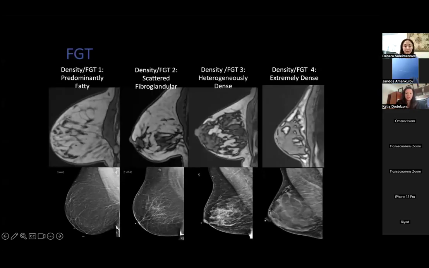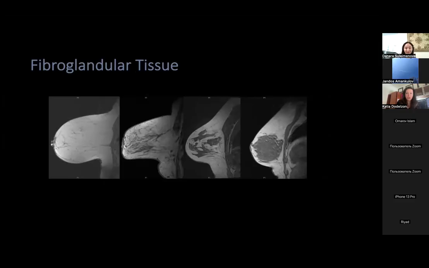So this is just the 4 categories on MRI. These are, again, the T1 pre-contrast, not fat suppressed images. And you can see this is where you assess from fatty, scattered, heterogeneously dense and extremely dense, and that is what you report. Because remember, that also goes into the patient's risk assessment of her lifetime risk of breast cancer, as these patients are at elevated risk, and these are the mammographic correlates for these patients. Again, just the sort of continuum of fibroglandular tissue composition.